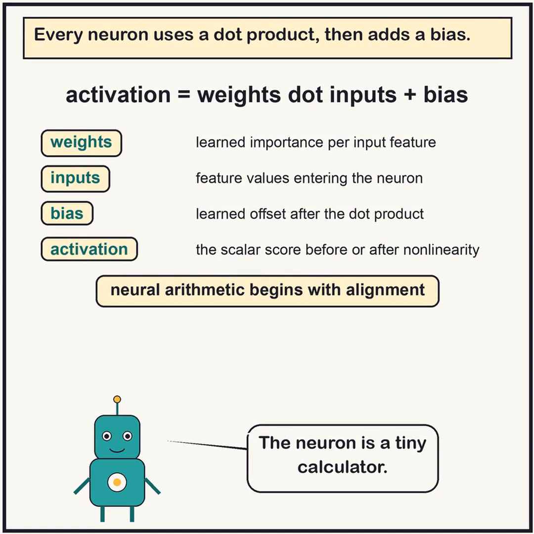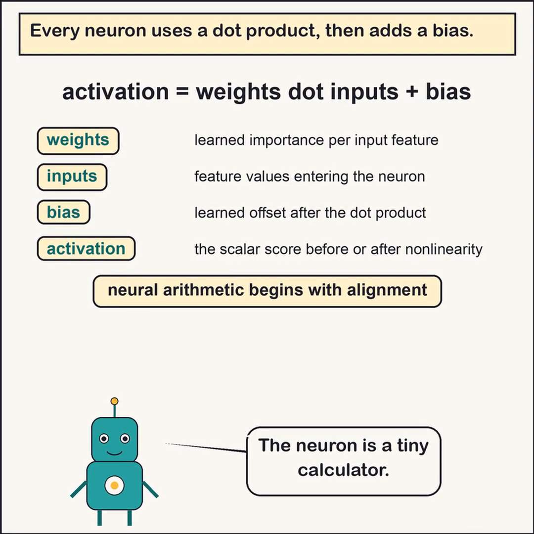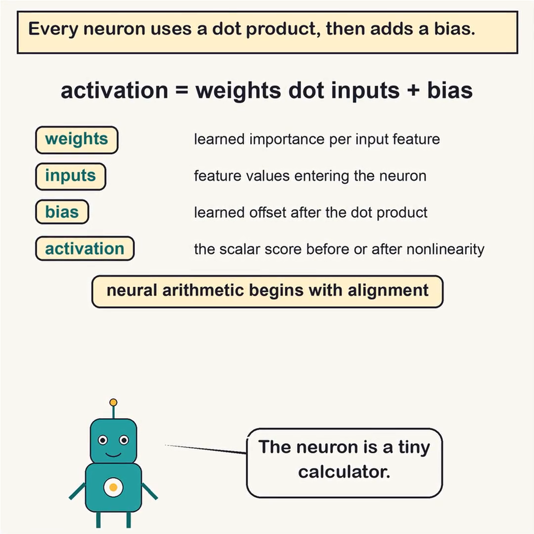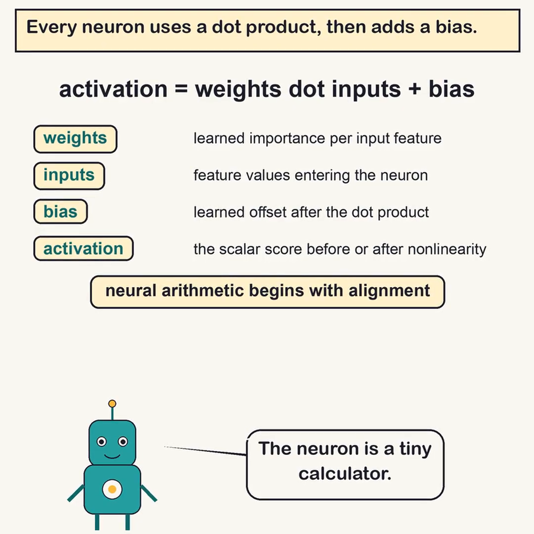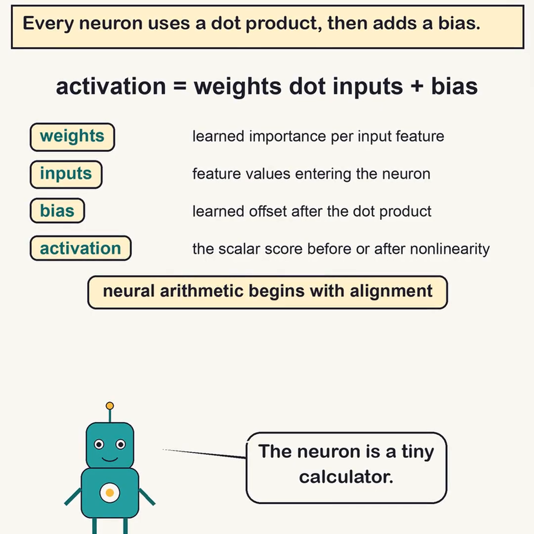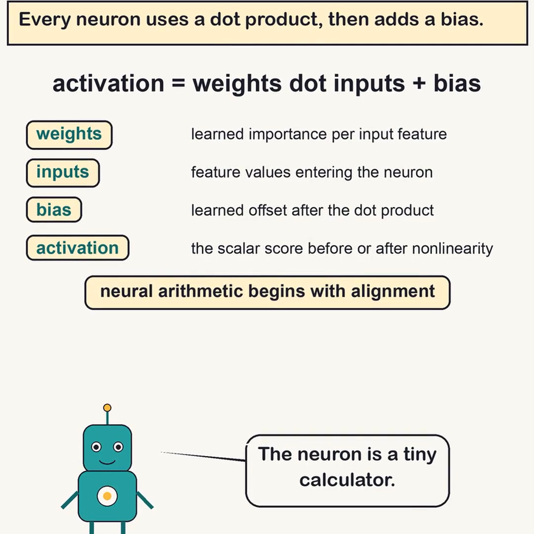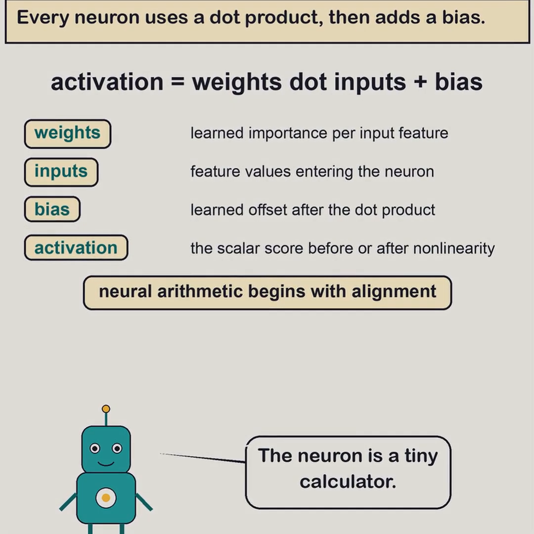A neural network neuron uses the same operation. Weights say how important each input feature is. Inputs provide the current values, and the bias shifts the final score. Real-world analogy. A neuron is like a hiring scorecard. Each feature gets a weight. The scores are added, and the bias is the default tilt before the decision.